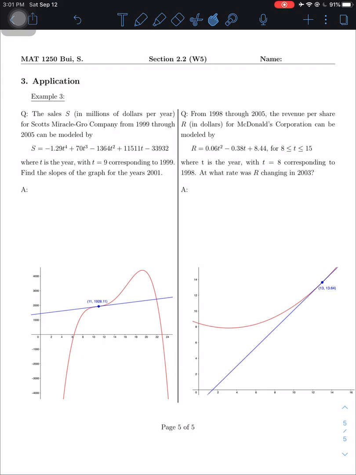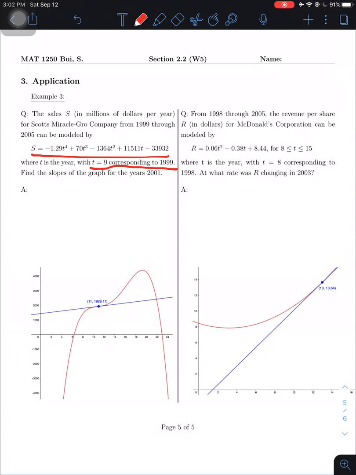The sales S in millions of dollars per year for that company from 1999 through 2005 can be modeled by this equation right here. I'm not gonna read out that equation, but we have that equation there. Okay, where t is a year. T in here, t equals 9, corresponding to 1999, right? And then we have to find the slope of the graph at the year 2001.